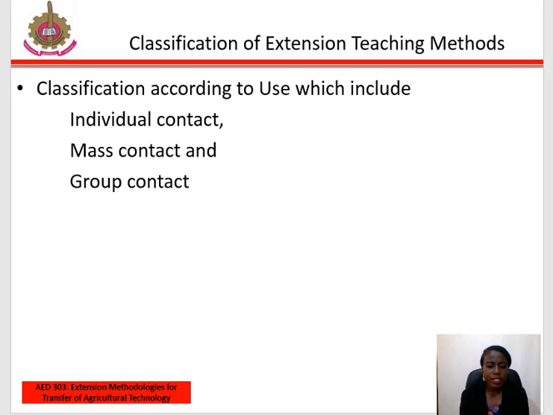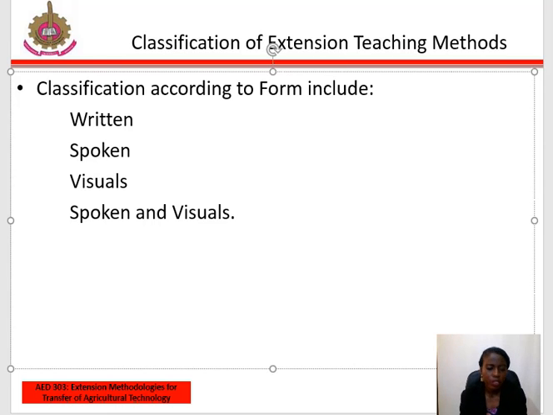The group contact. Under this category, the rural people or farmers are contacted in a group which usually consists of 20 to 25 people. These groups are usually formed around a common interest. This method also involves a face-to-face contact with the people. It includes result demonstration, method demonstration, and group meeting.